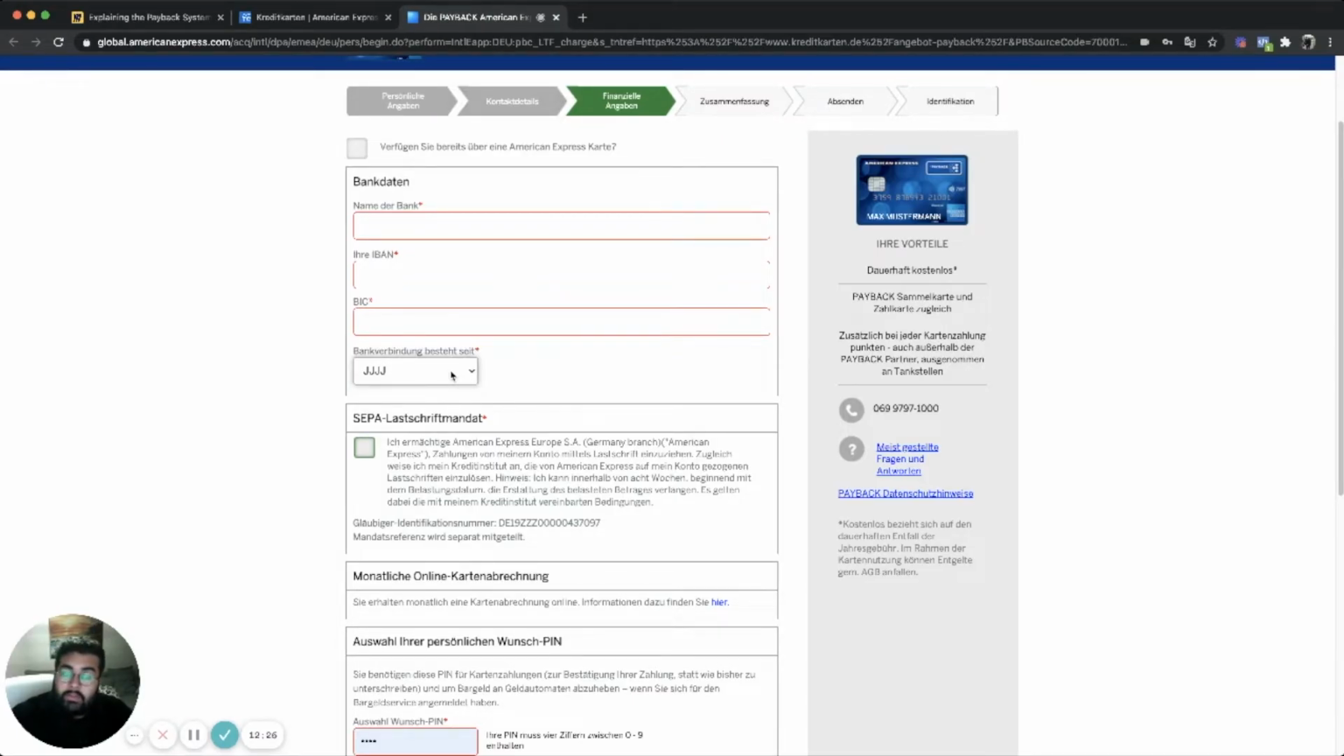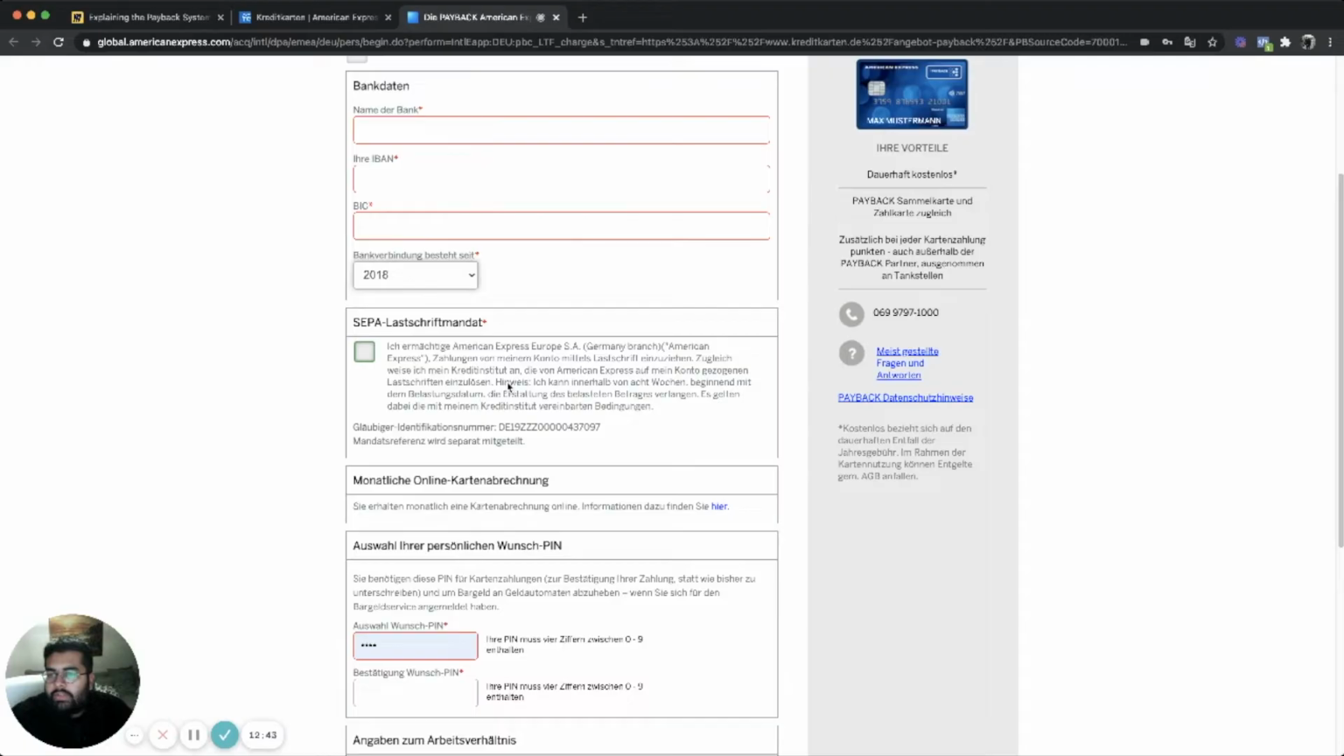Again, this is another particular point where they are taking a look at if this person has been paying his or her bills for a long time. So generally, just see that you have some kind of bank account which is there since a longer term. Then you can also put the SEPA Lastschriftmandat. So this essentially gives them the right that they're going to deduct the money from your account at the end of the month. So essentially towards the end of the month, they will tell you that this is the amount that you have used via your American Express credit card, and then they're going to just debit that money from your account. So you can just click here.